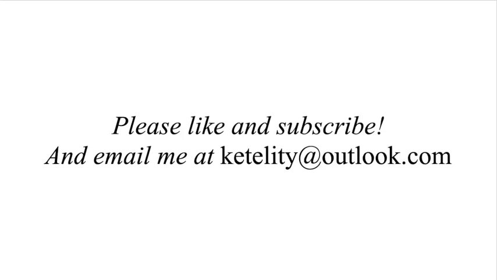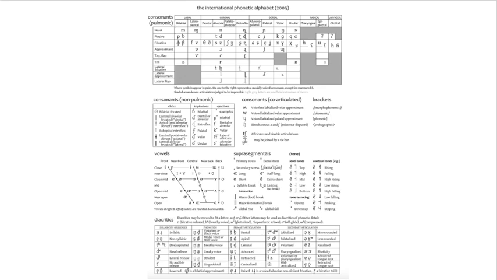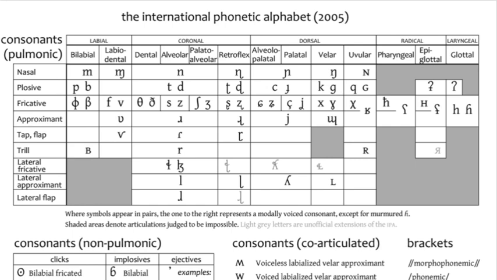In this video, I will show you how to come up with phonology for your Conlang. This is the International Phonetic Alphabet, IPA for short. We will be using it to make our phonology. At the top are the pulmonic consonants. The most common sounds are pulmonic consonants. The definition of pulmonic consonants is that you have to use your lungs to make them.